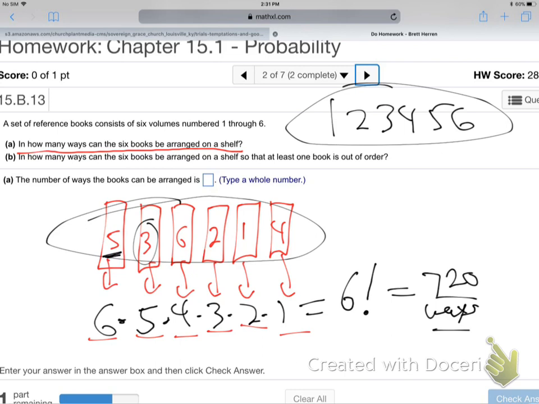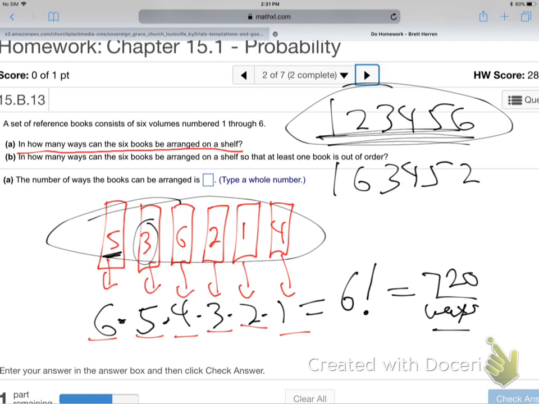Well, there's one way, that way, the right order, right? Any other mixing, if you said, well, I'm just going to put the 6 right there, everything else is good, 2 there, I guess. Well, then that's out of order. At least one book is out of order, right? Any messing with the one true order is at least one book out of order.